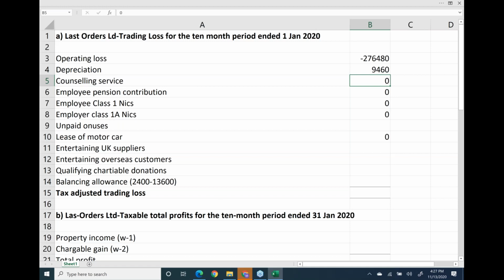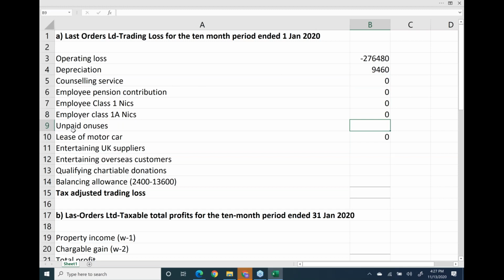Note number 1, counseling services full-time allowed. Employees pension contribution, I already told you, if employer is contributing for employee pension, allowed. Employer is contributing for employees NIC, allowed. Class 1A NIC, allowed. These all are allowed. As these things are allowed, that's why we don't need any adjustments.